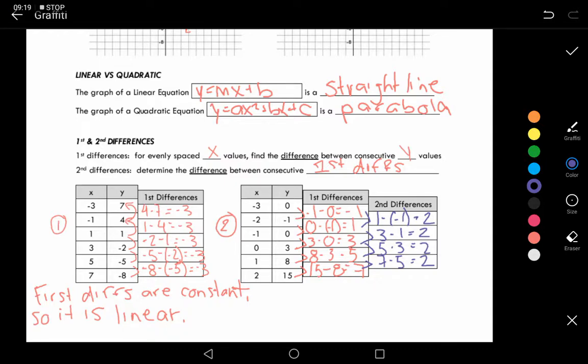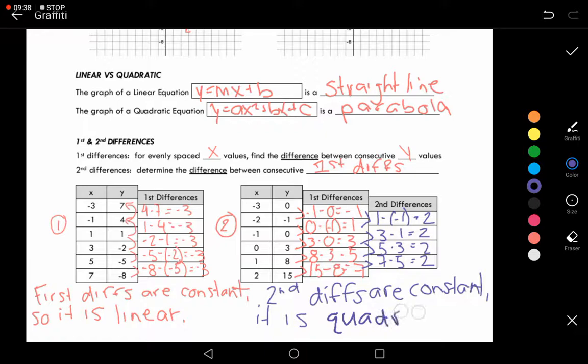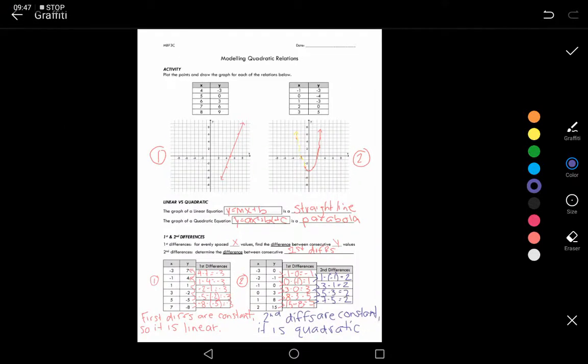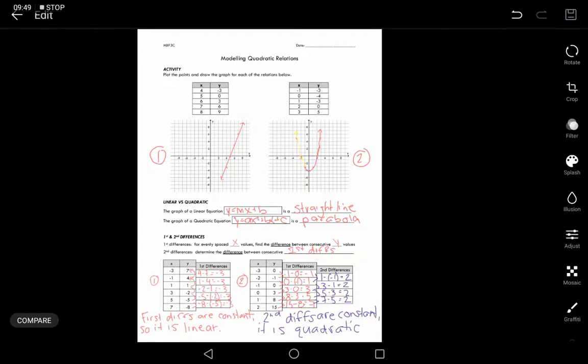Okay, so we can see now that those second differences are constant. So when the second differences are constant or the same, that means it is quadratic. It is quadratic. Okay, remember quadratic is when we see that parabola shape. Okay, so moving on to the second part of our note here.